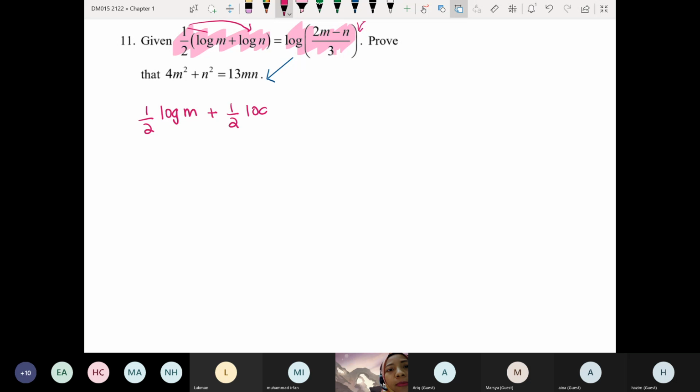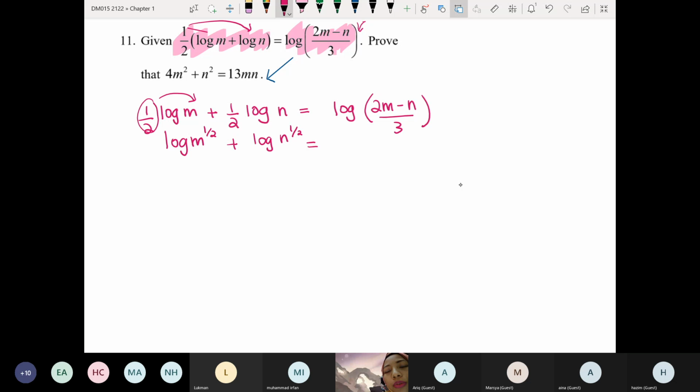Okay, equals to log of (2m minus n) over 3. Okay, and then as usual, the 1 over 2 you bring to the back, the coefficient. So it becomes log m to the power 1 over 2 plus log n to the power 1 over 2 equals to the same. Nothing you do for the right hand side. Okay, next. Make sure to put a bracket for the whole thing.